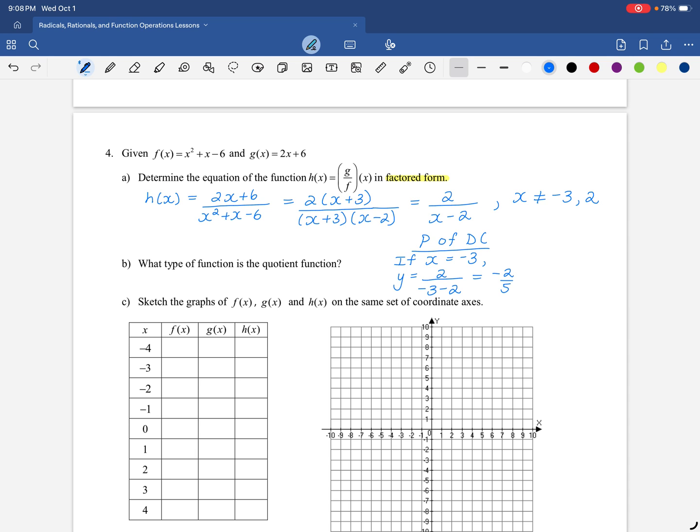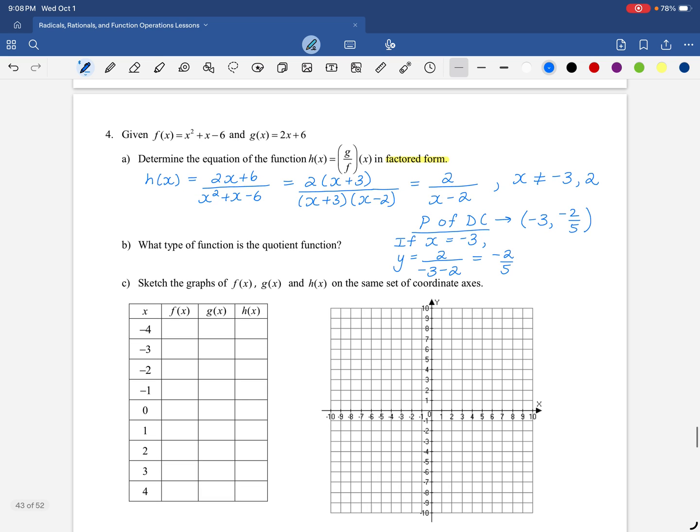Okay, so what is my point of discontinuity? My point of discontinuity is actually -3, comma, -2/5. Well, -2/5 is really just -0.4. So it's almost at the -half position when we go to graph it. Okay, so that's all really important stuff there for part A. Okay, what type of function is your quotient? Well, our quotient is definitely a rational function. So similar to what we saw back in lesson, what was that, lesson 5? Okay, so rational function.